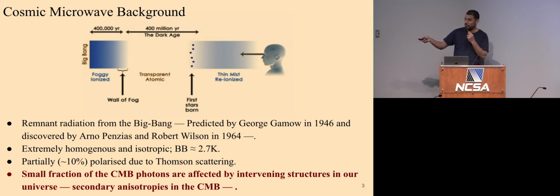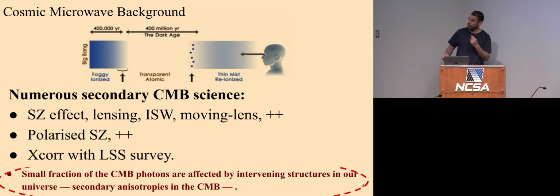It's only a very small fraction of the CMB photons, but it gives rise to very rich science that we can do with this radiation. It gives rise to numerous secondary CMB science that many of us in this room do. I'm going to focus on the kinematic Srinivasan effect, but then there is lensing, like Kale is working on lensing from SPT, and there are so many things that we can do.